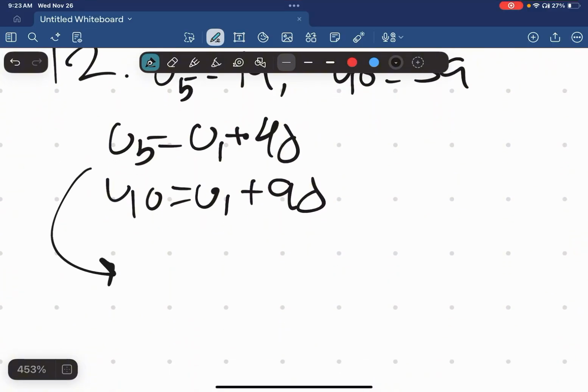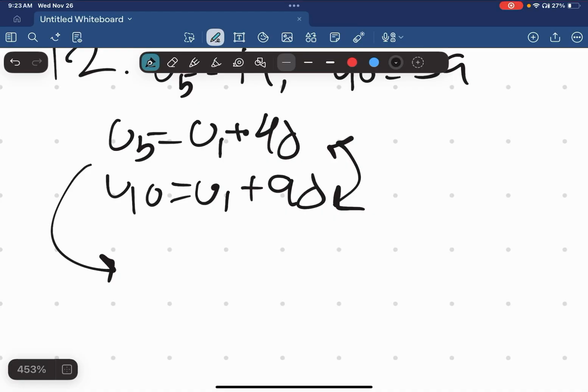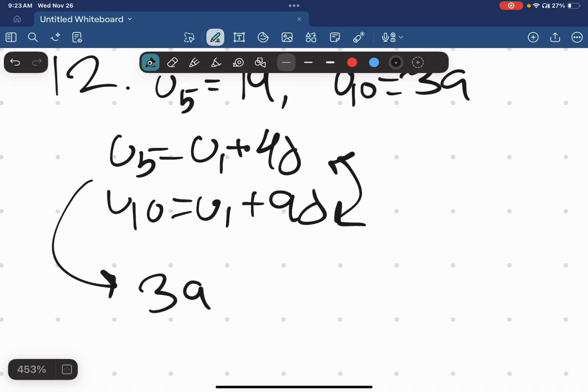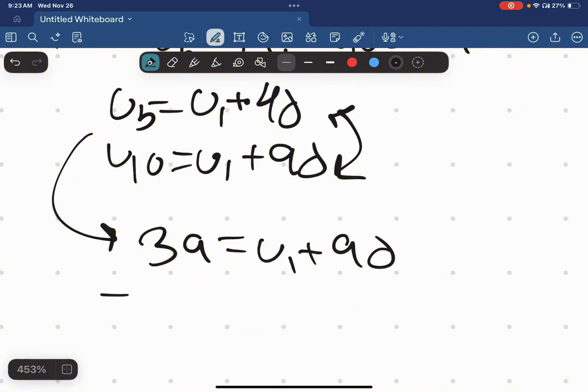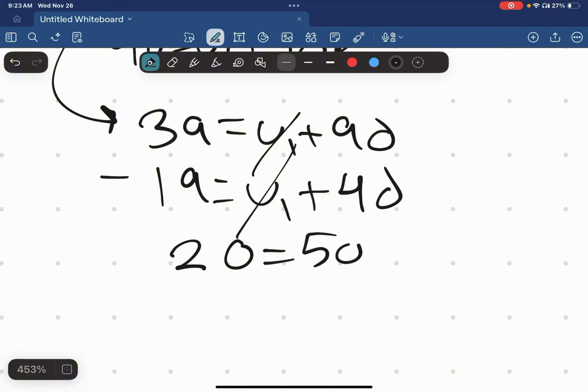So let's bring these down here. Let's flip these over so we get the bigger number subtracted first. 39 is equal to u1 plus 9d, minus 19 is equal to u1 plus 4d. If I'm not mistaken. Yep. The u1 cancels out. We get 20 is equal to 5d. d is equal to 4.